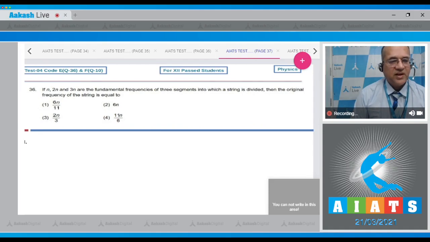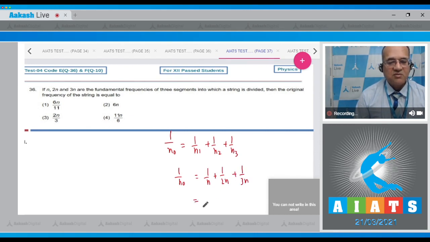Question number 36. If n, 2n and 3n are the fundamental frequencies of the three segments into which a string is divided, then the original frequency of the string is equal to. Now dear student, the original frequency is calculated by this formula: 1 by n1 plus 1 by n2 plus 1 by n3. So 1 by n original is equal to 1 by n plus 1 by 2n plus 1 by 3n.